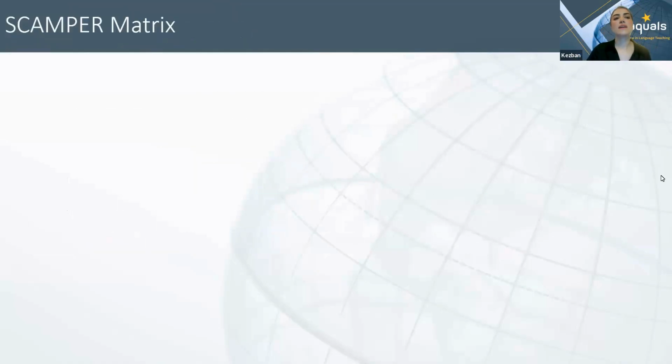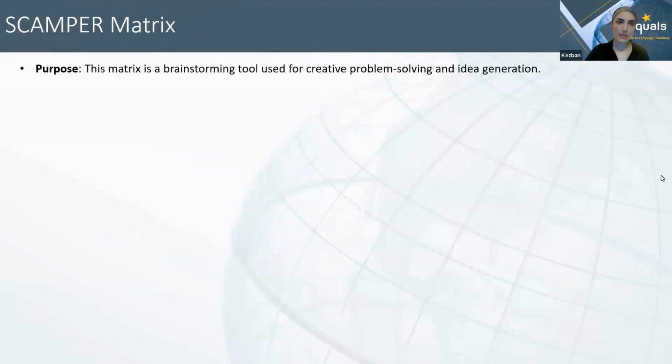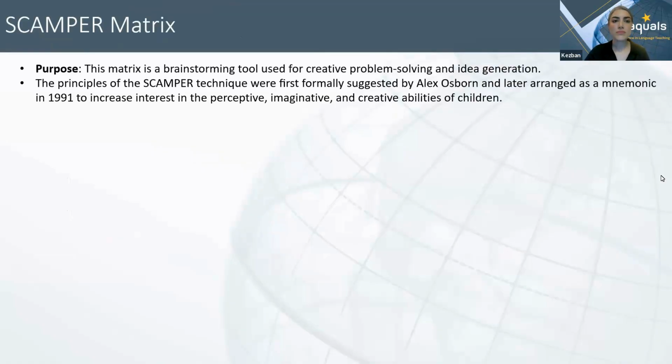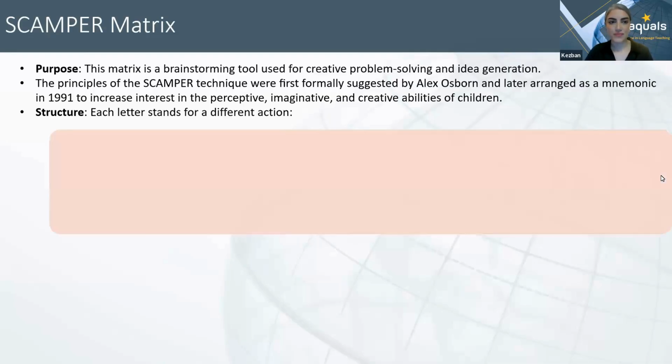The second matrix type I would like to talk about now is called the SCAMPER technique. This matrix is a brainstorming tool used for creative problem solving and idea generation. It is not a recent one. It dates back to 1991, and it is arranged as a mnemonic to help children develop perceptive, imaginative, and creative abilities. And each letter stands for a different action.